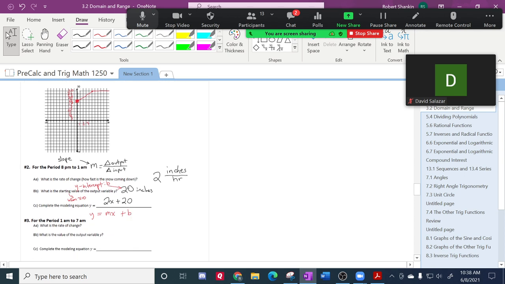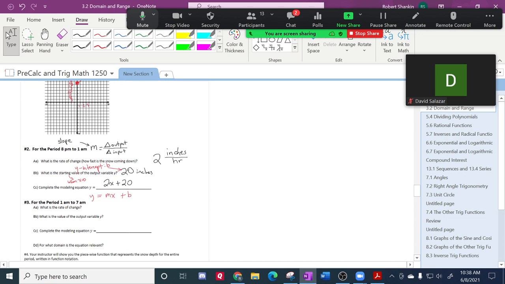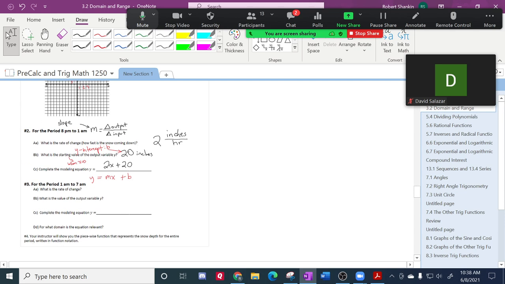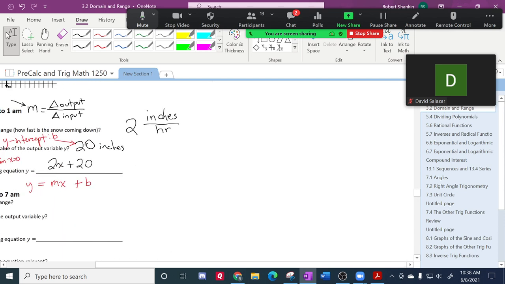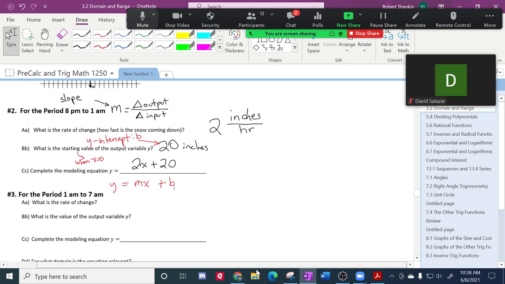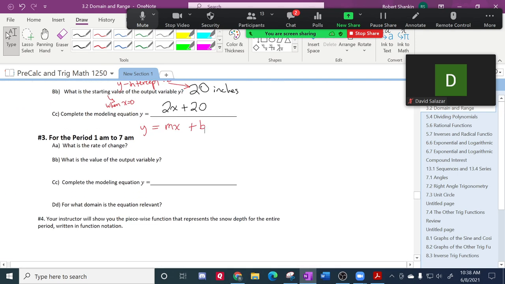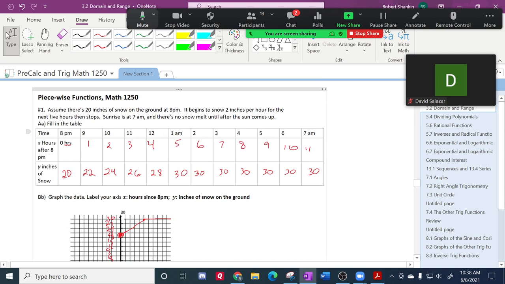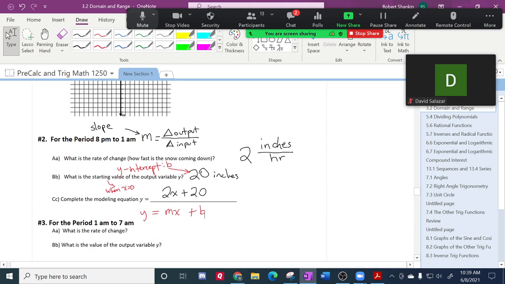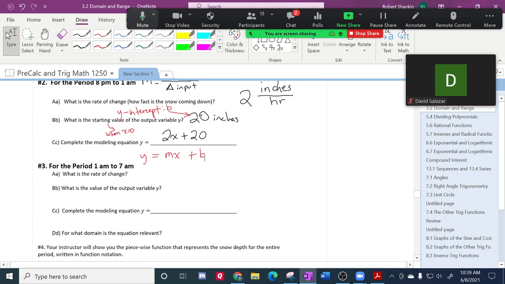Okay. So now then we go to, for the period 1 a.m. to 7 a.m., in this part, what is the rate of change? Well, from 1 to 7, it doesn't change at all. It stays at 30. So we say that this is 0.